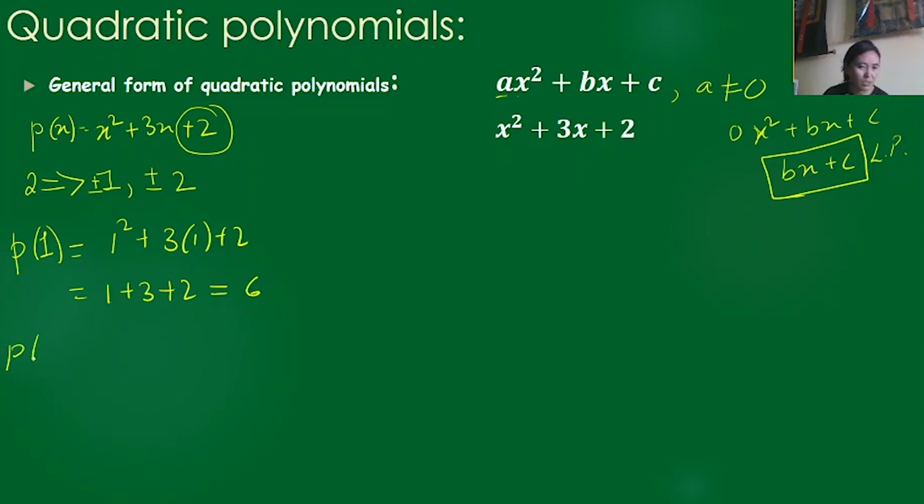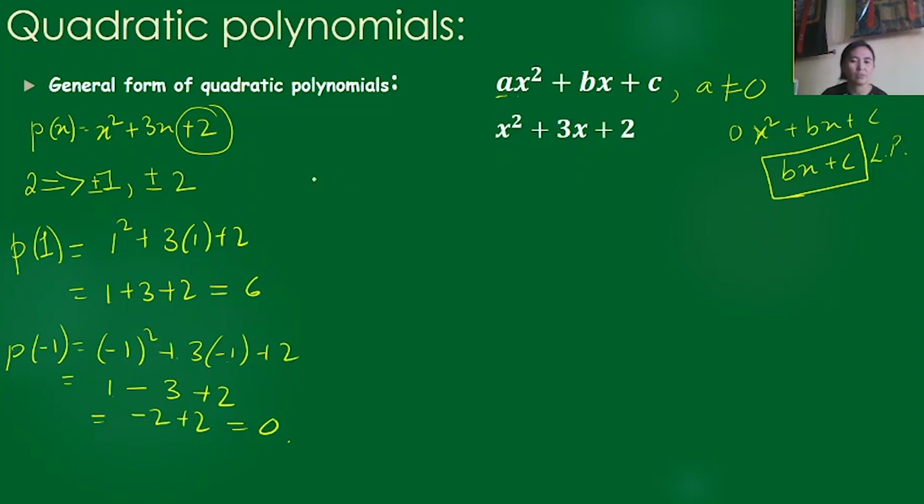Now let's take p of minus 1, which is equal to minus 1 square plus 3 into minus 1 plus 2. Minus 1 squared is plus 1, and plus into minus is minus, 3 into 1 is 3, plus 2. This is equal to 1 minus 3, which is minus 2, plus 2. This is equal to 0.